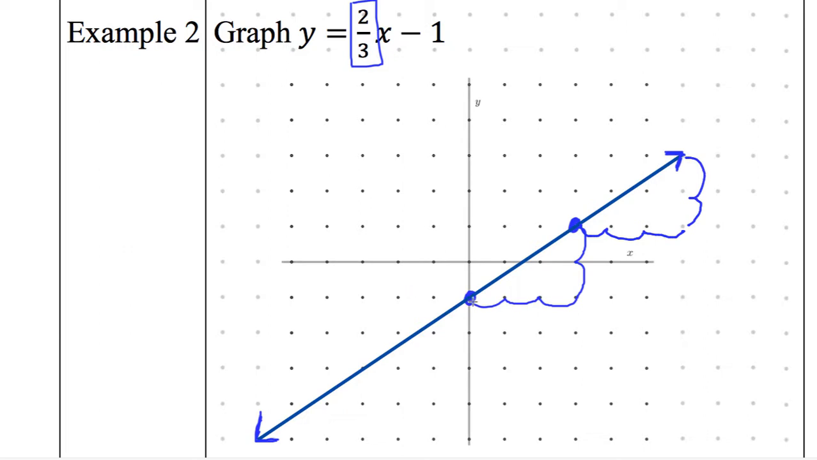And you can do the reverse as well. Instead of going 2 up, I can go 2 down, and then 3 left, 1, 2, 3. And it should go through this point as well. Check on your graph right now. Did it go through those points? Graph more points to see if it went through those points. It should have gone through each and every single one of those points.